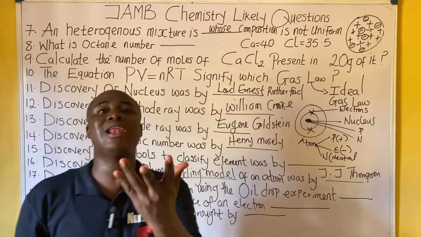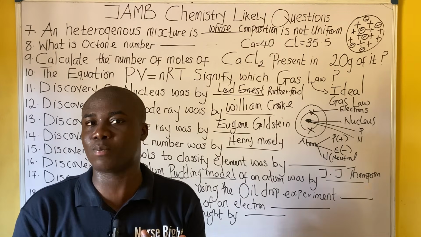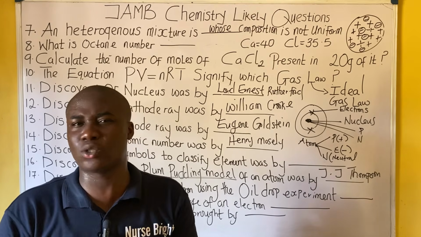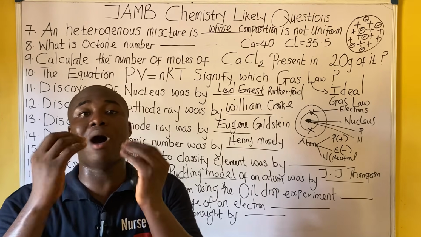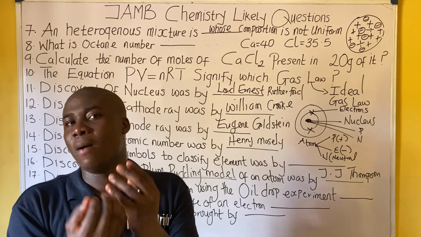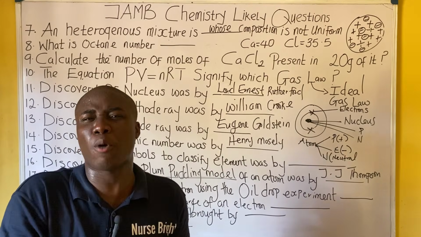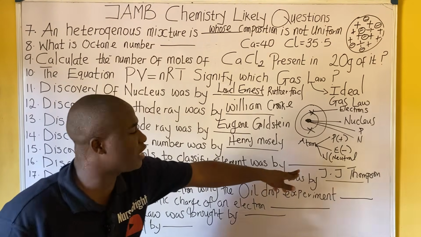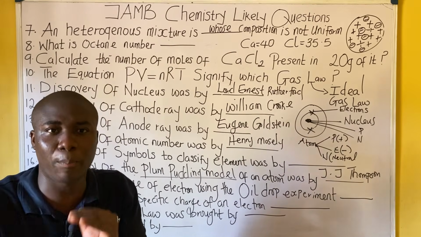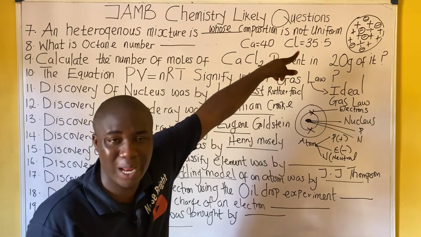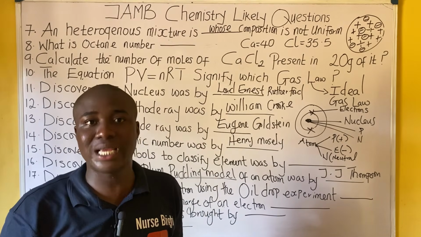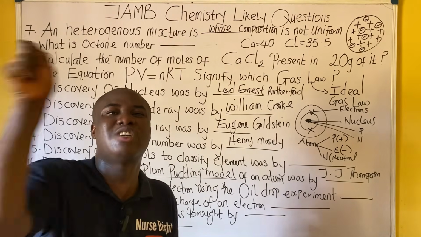Are you there? One of the limitations is that it could not explain what we call the large angle scatter using the alpha particle scattering experiment. I'm just telling you this in the case of the JAMB exam, but it's best for you to understand properly what is happening. One of the limitations of J.J. Thomson's atomic model, which is called the Plum-Pudding model of an atom, which I've explained to you, is that it could not explain the large angle scatter using the alpha particle scattering experiment.